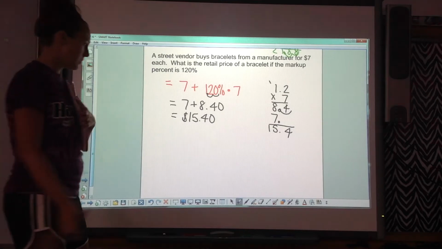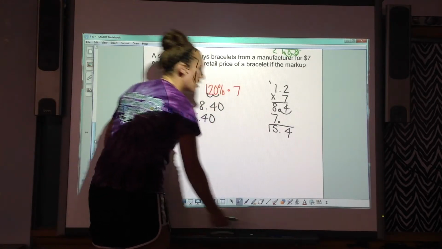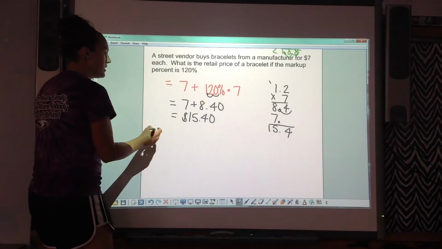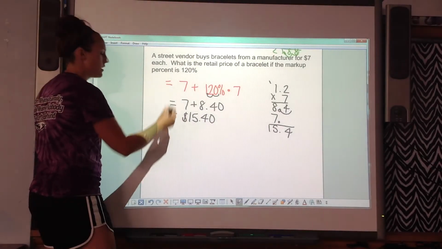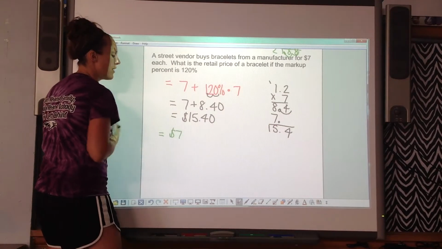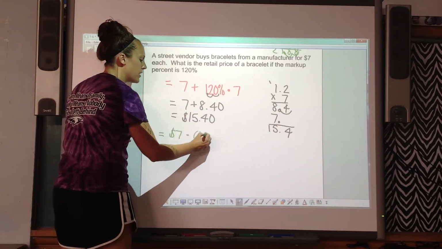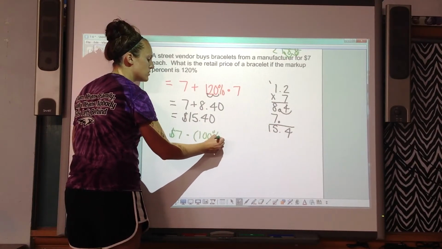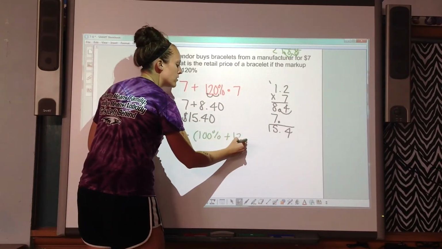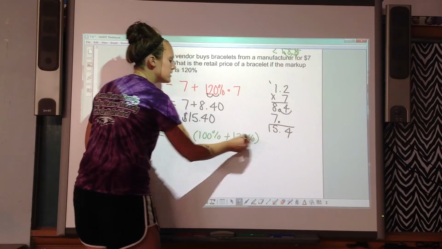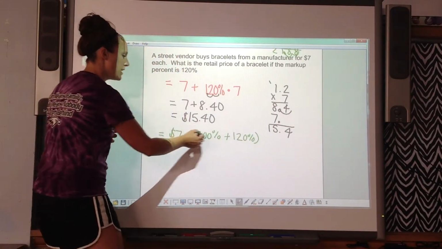Let's try the other method. You're going to take the wholesale price, which is $7. The company buys it for $7. And you're going to multiply that by 100%. That represents the wholesale price. Because it's a markup, we're adding whatever the markup price is, or percent is. I'm going to add those percents.